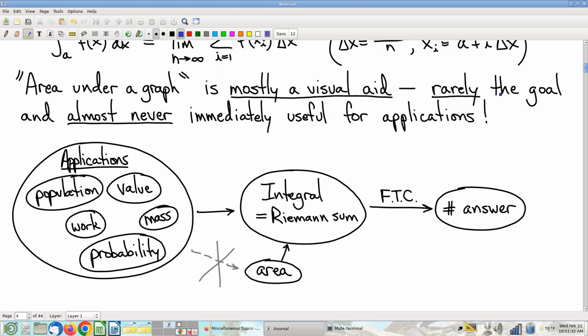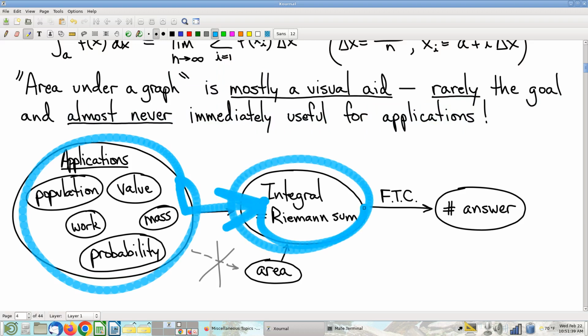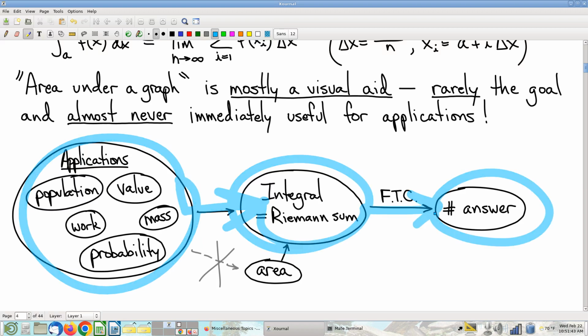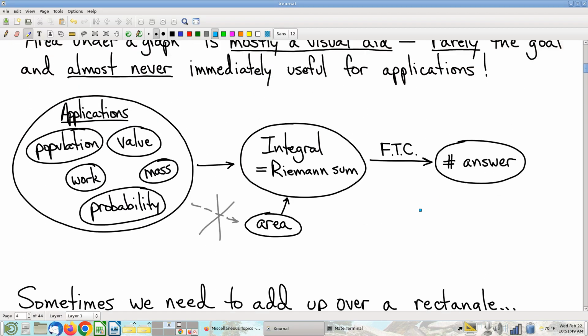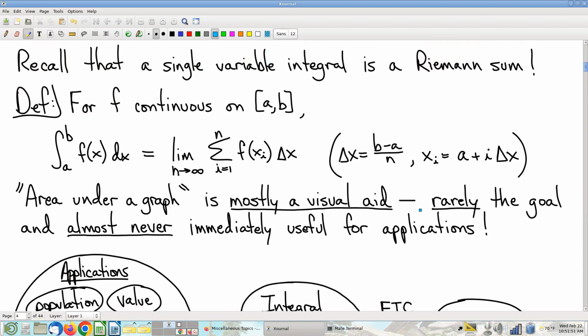So strategically, when you do a single variable integral, you take your application, you write it as a Riemann sum, aka an integral, and then we have the fundamental theorem of calculus to plug and chug. Okay, so we're going to try to do something kind of analogous. Let me come back up here real quick. What is a Riemann sum? Why is it that Riemann sums are so useful in computations?